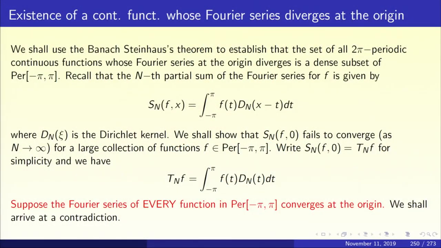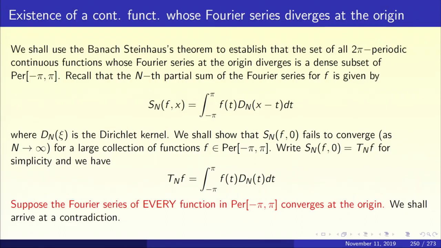Well, the Banach-Steinhaus theorem is basically a corollary of the Baire category theorem. So it is the Baire category theorem which is doing the work of proving the existence of a continuous function whose Fourier series diverges at the origin. But not only do these things exist, they will exist in plenty.